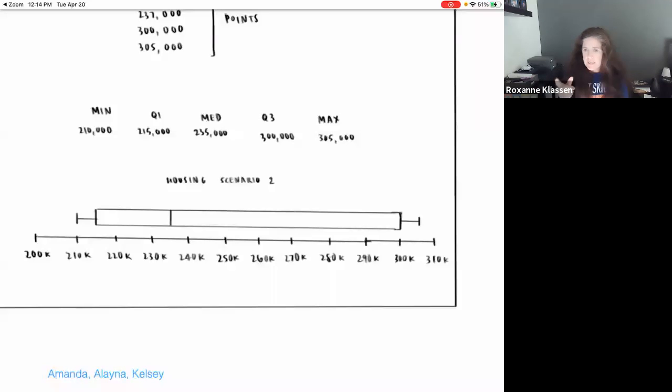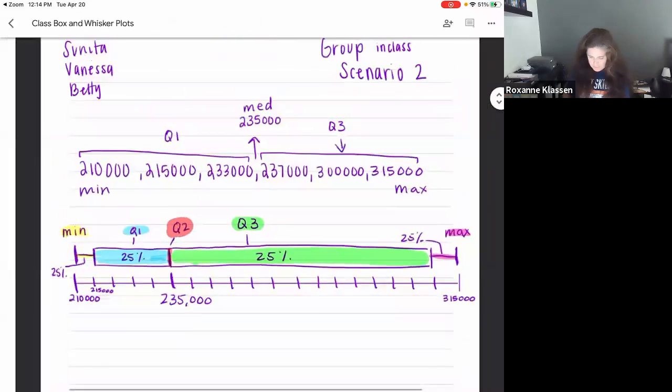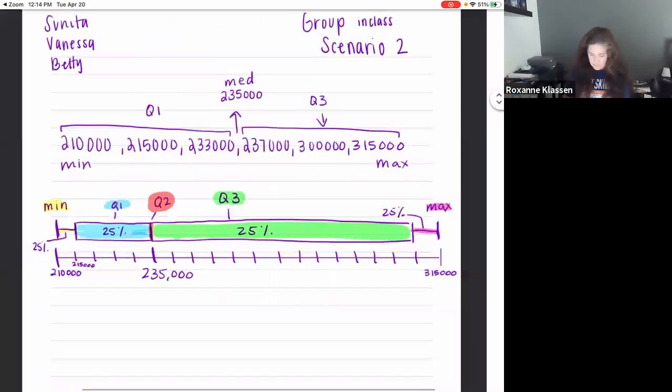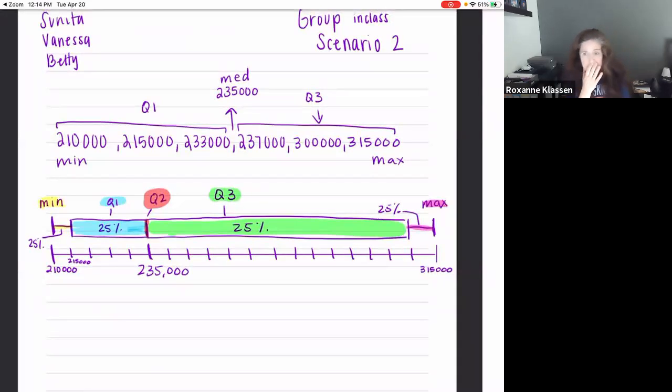So, oh, McKenna said Sunita's. Jessica said Betty's. Is Sunita and Betty in the same group? Oh, they're in the same group. Okay. Ooh, lots of people like this one. Any other ones that you guys like? There might be more than one that is amazing. I'm telling you, you all had the right numbers. But I'm talking like box and whisker time now, right?